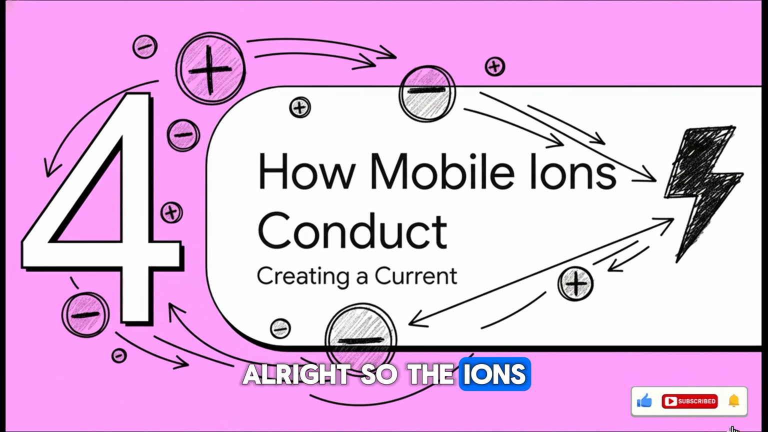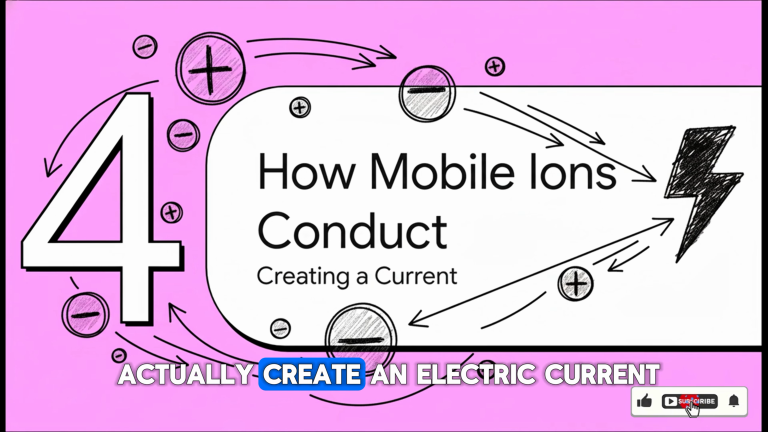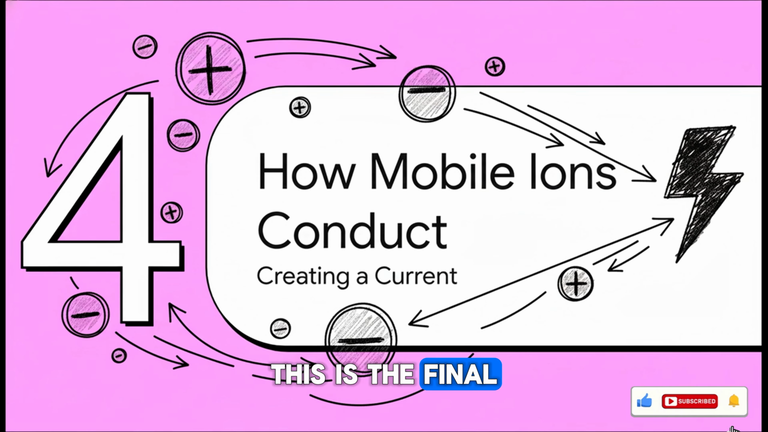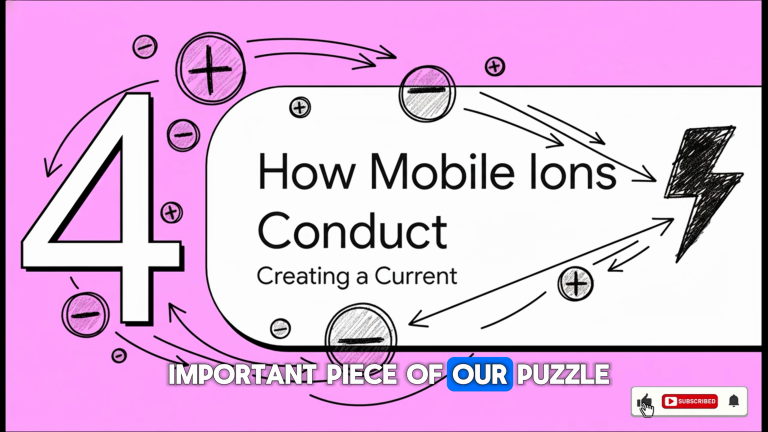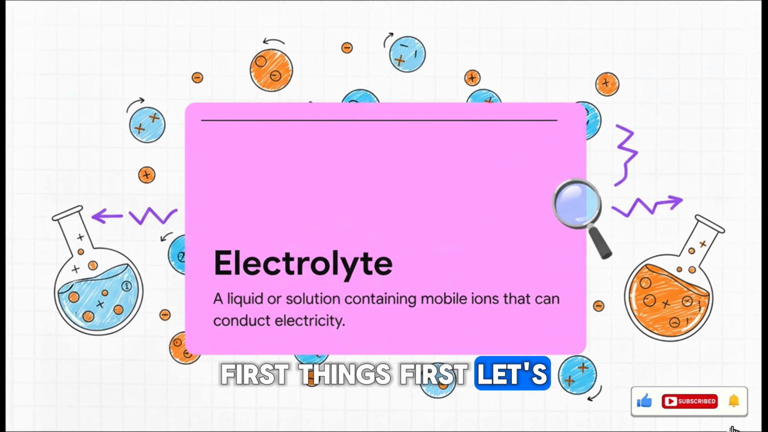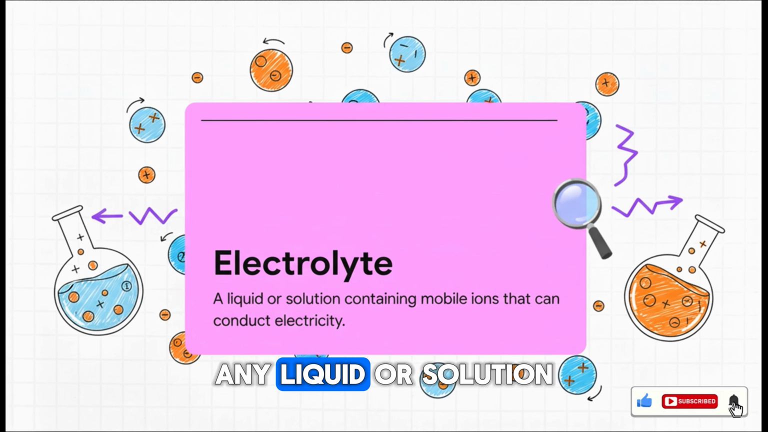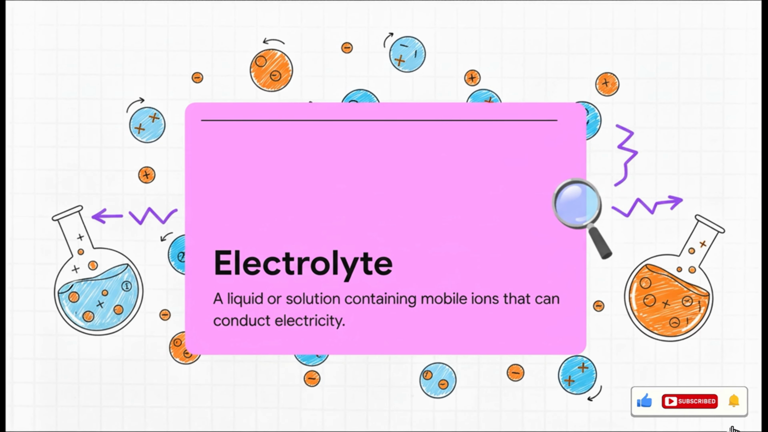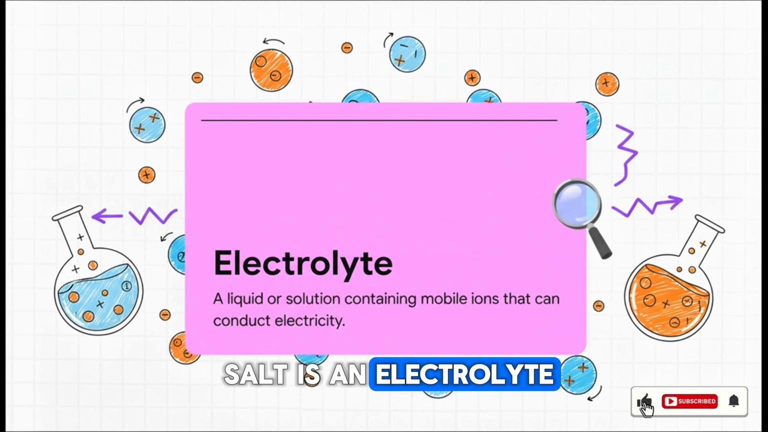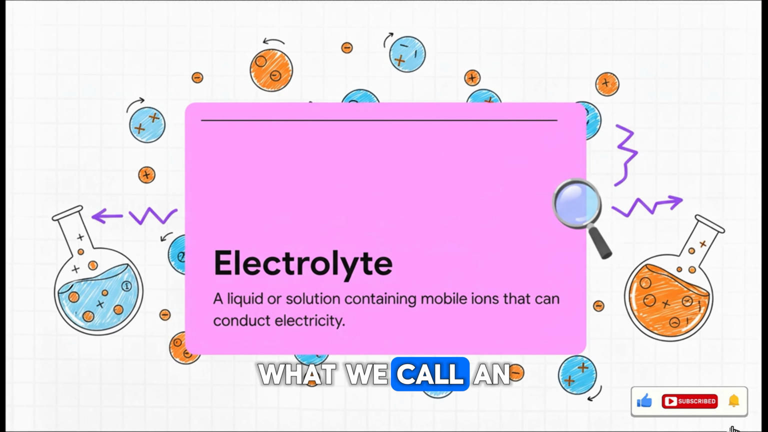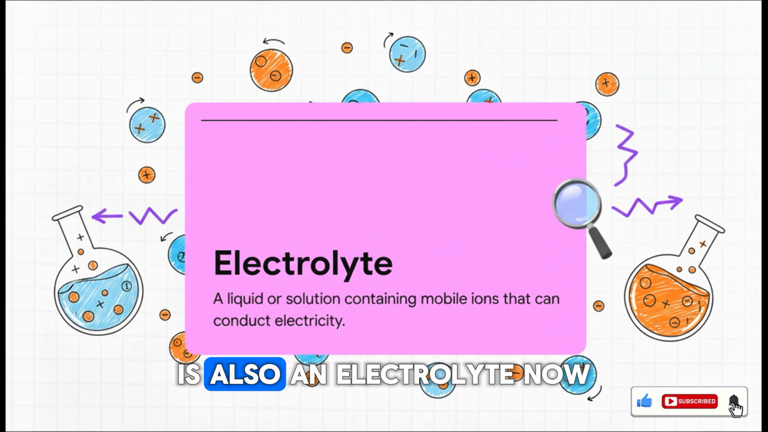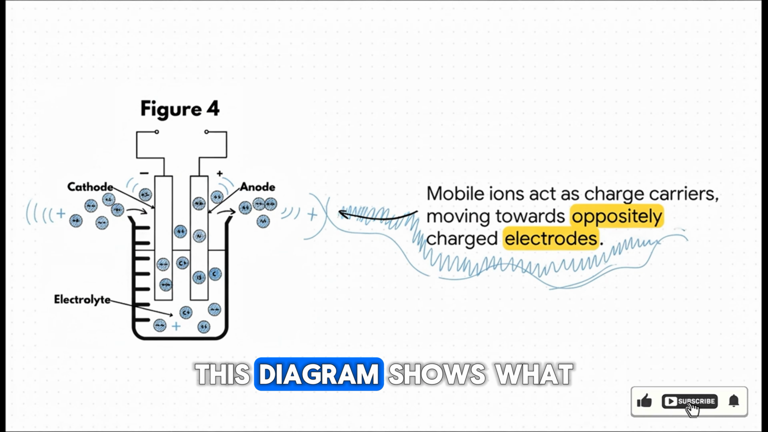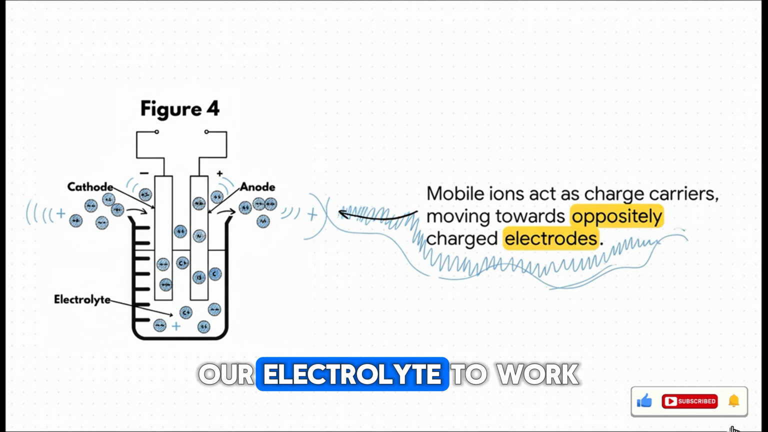All right, so the ions are mobile. Great. But so what? How does that movement actually create an electric current? This is the final and maybe the most important piece of our puzzle. First things first, let's give this a proper name. Any liquid or solution that has these mobile ions floating around is called an electrolyte. So that means molten salt is an electrolyte, and salt dissolved in water, what we call an aqueous solution, is also an electrolyte.